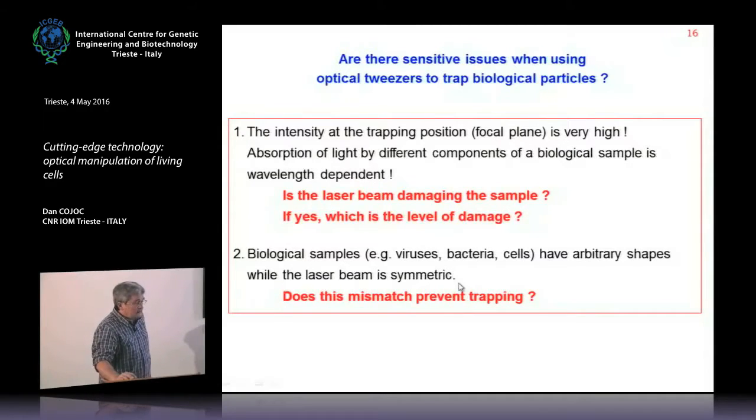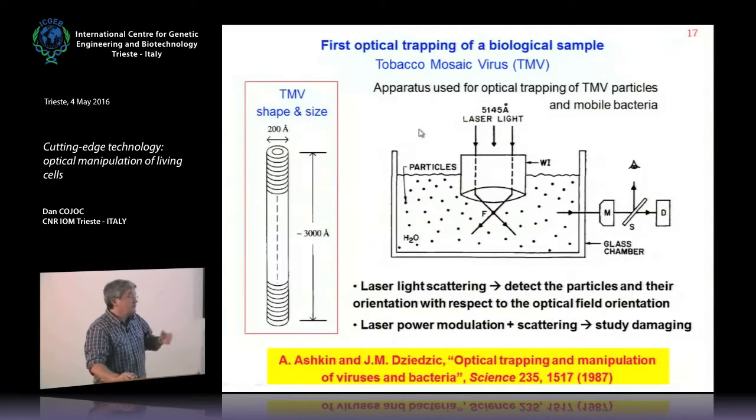Then there is the fact that biological samples have very arbitrary shapes, and whether this prevents trapping. Of course, the answer is no. The first proof of trapping of a biological sample was given by Ashkin and Dziedzic in a paper in Science in '87, very nice.